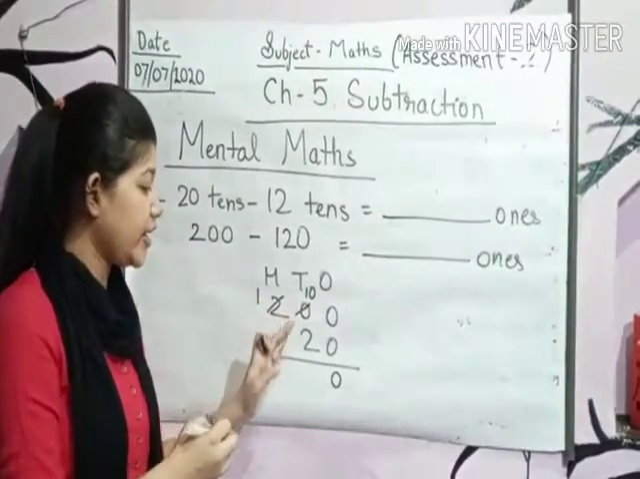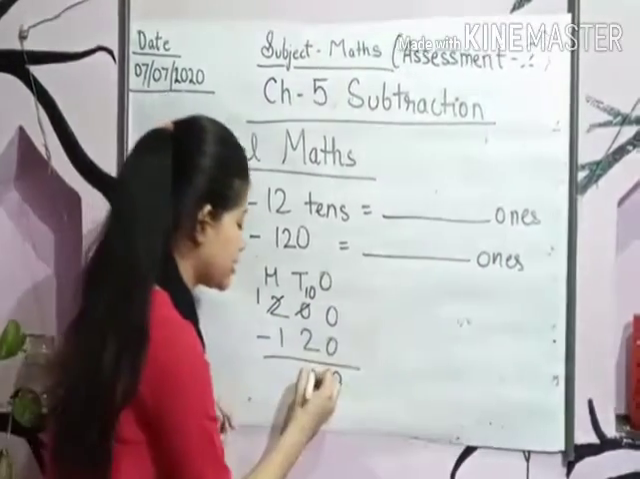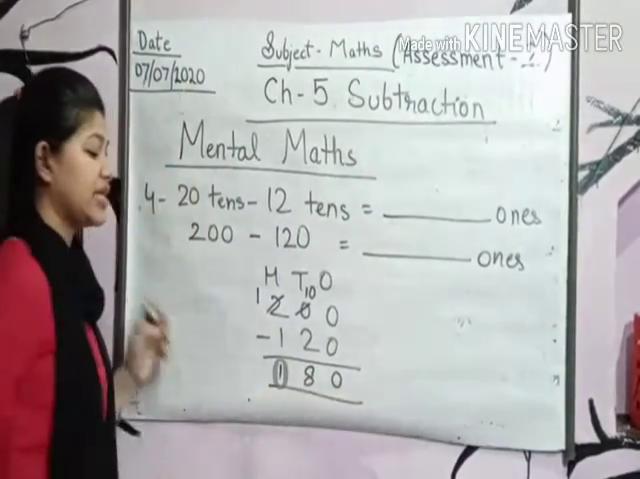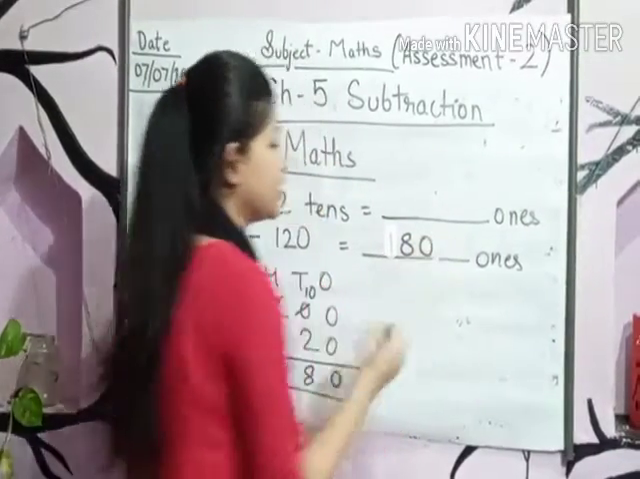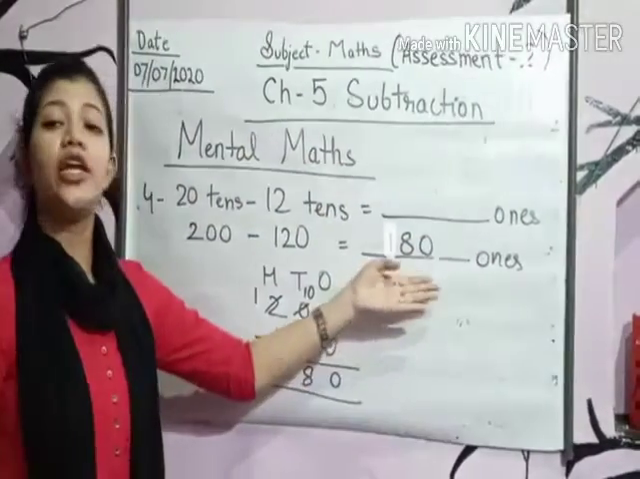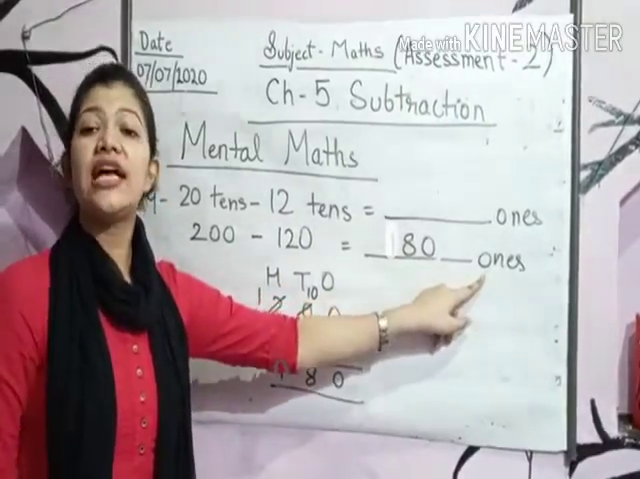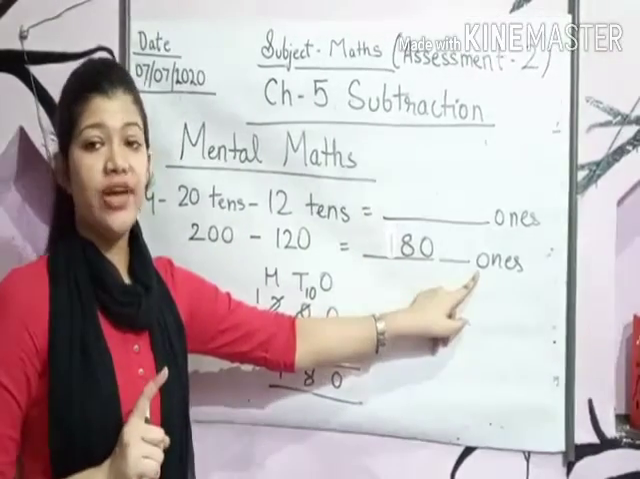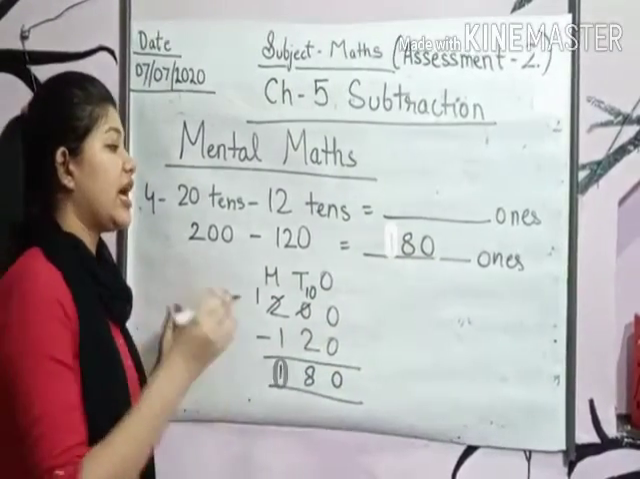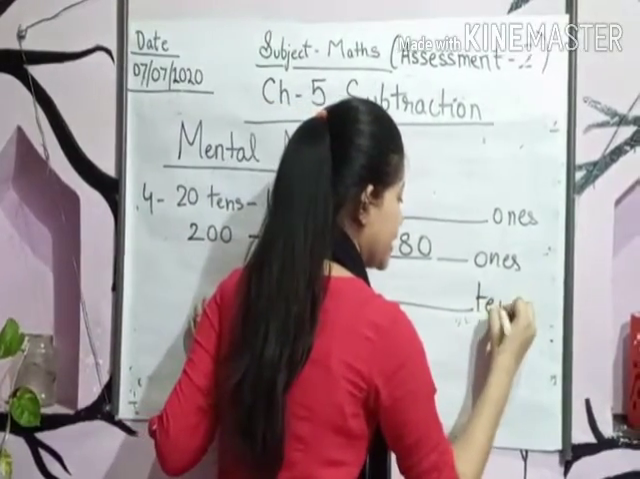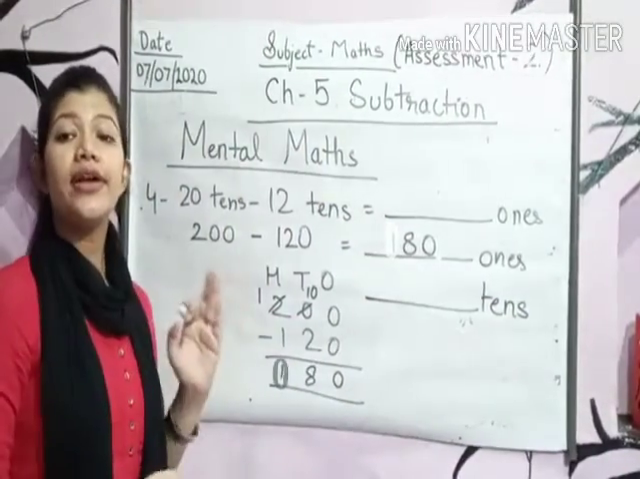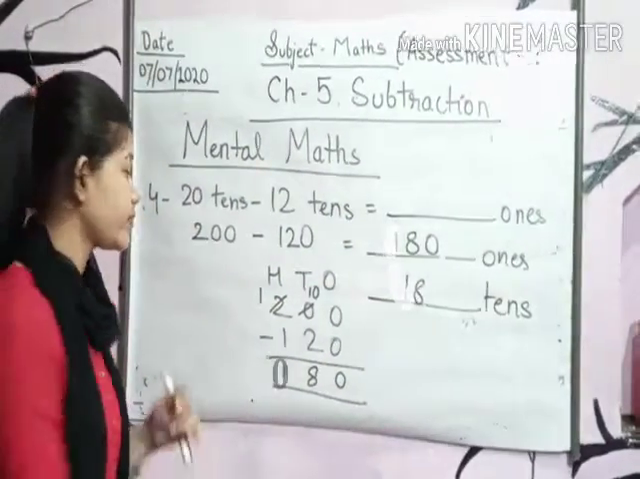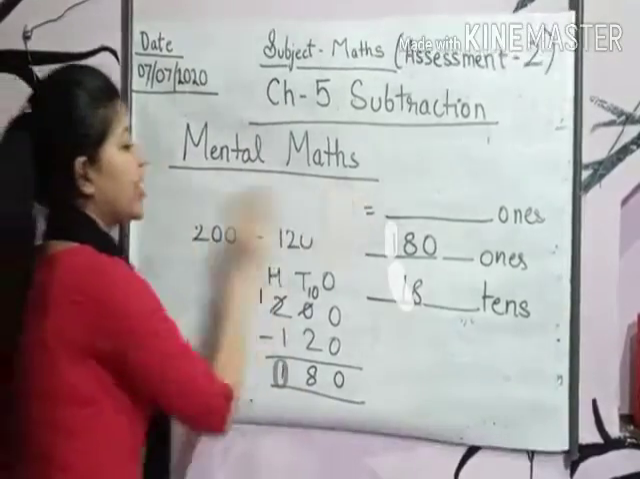Yes, now 10 minus 2 is equal to 8, and 1 minus 1 is equal to 0, so what we got as the answer is 80 ones. See, why are we writing 80 over here? Because the question is asking you in the ones place, in the ones form. That's why we are writing 80. If the question asks you like this, dash tens, what will you write? You will write 80 tens. Clear? Now let's come to the next question.